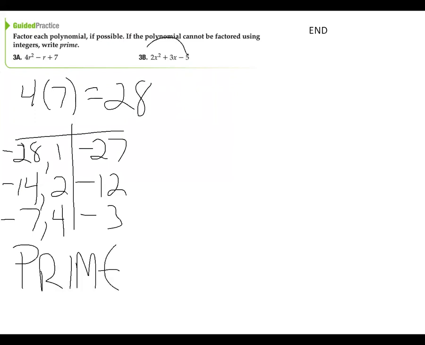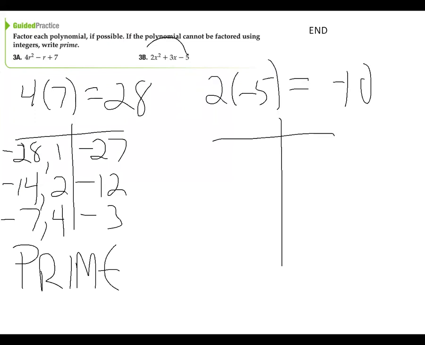So this one, if I multiply 2 times negative 5, I get negative 10. And I need factors of negative 10 that add to a positive. So my bigger factor has to be positive. So 10 and negative 1 gives you 9. 5 and negative 2 gives you 3. Okay, so this one can be factored, it looks like.